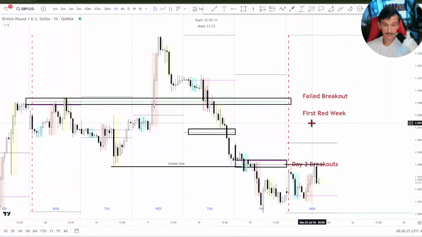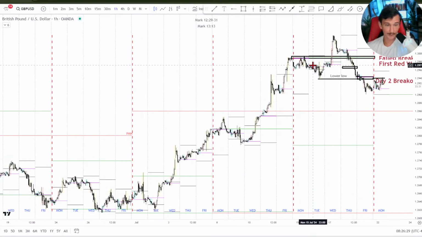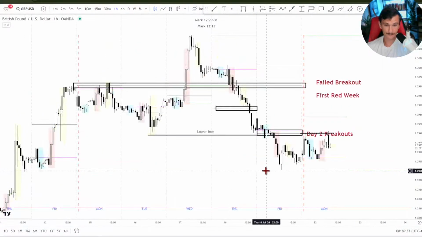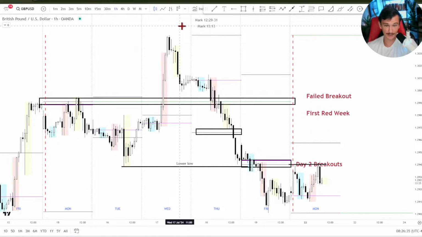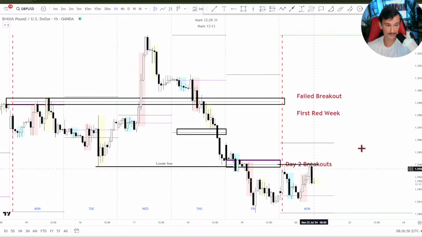Pound dollar. All right, multiple weeks of breakouts to the upside. 1, 2, 3. Failed breakout high, first red week, and first red day. Look at this, really nice. This was the first red day, but very clean, very nice half Batman pattern. Day 1 of breakouts, day 2 of breakouts. That's where we're at. Same template, looking for a pop-up, looking for that sell high.